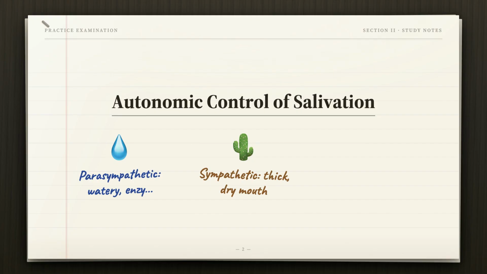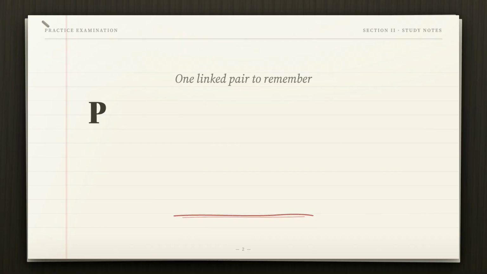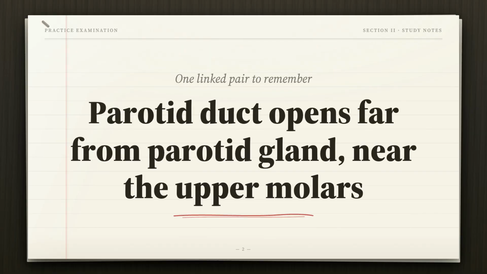Remarkably, salivation is also a conditioned reflex, triggered not just by food in the mouth but by its sight, smell, or even the thought of it, priming the stomach the same way. The trickiest pairing is gland location versus duct opening. The parotid gland sits by the ear, but its duct opens far away near the upper molars, while the submandibular gland sits low and opens under the tongue. Memorize these as linked pairs, not as facts you derive from one another.